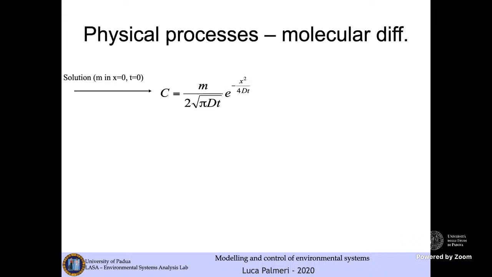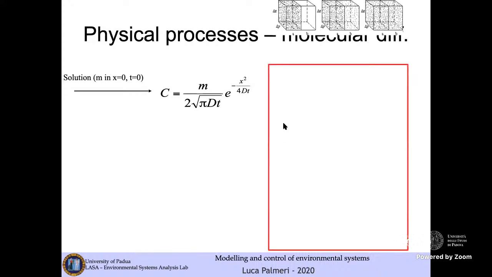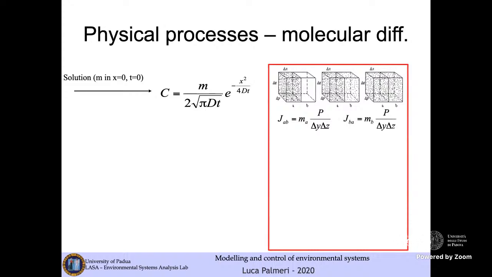What is the solution? The solution of this partial differential equation. We assume that we have a mass m, a quantity of material m, at the starting point, x equal to 0 and t equal to 0. By applying this initial condition, we obtain a solution that tells us that the concentration changes in time with a bell-shaped curve, as is customary.